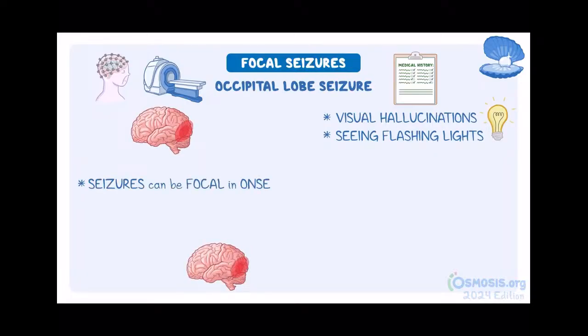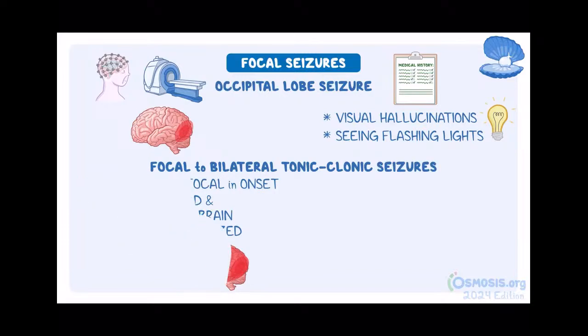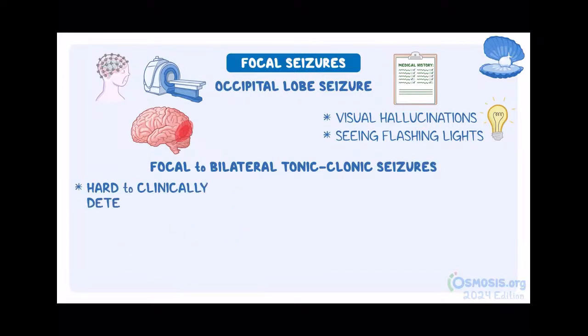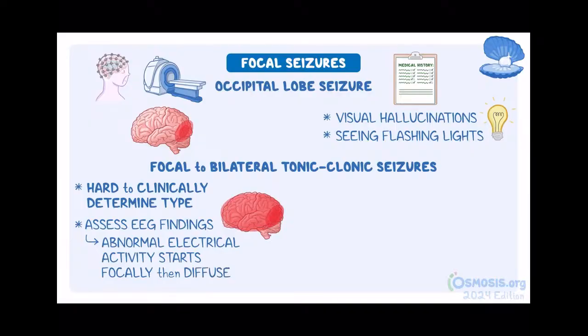Sometimes seizures can be focal in onset and quickly spread and affect the whole brain, causing generalized seizures. These seizures are called focal to bilateral tonic-clonic seizures. In this case, it's hard to clinically determine the type, so carefully assess the EEG findings, which will reveal abnormal electrical activity that starts focally, then becomes diffuse.